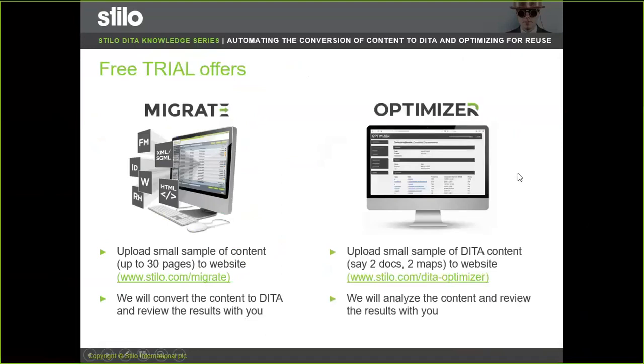And also a similar sort of thing for Optimizer. So if you go to the Optimizer page on our website as well, if you want to upload a couple of documents, say 20 or 30 pages each with associated maps, we can run that through Optimizer and talk about deduping your content for you. Or we could, of course, combine the two, and we could take something from Migrate and feed that into Optimizer as well and do one combined demo.